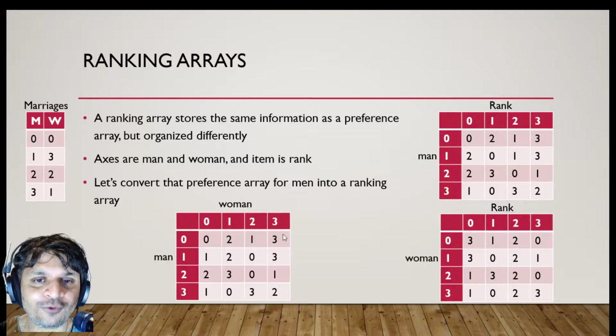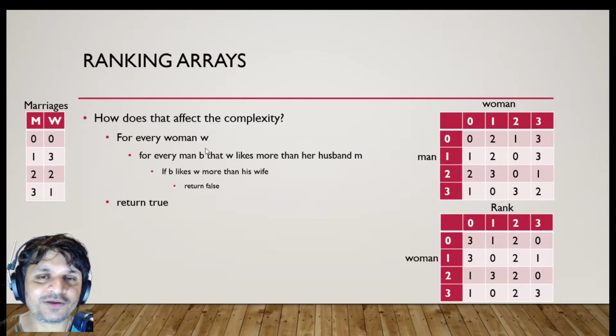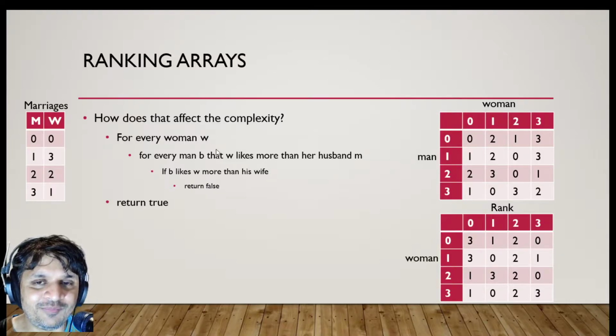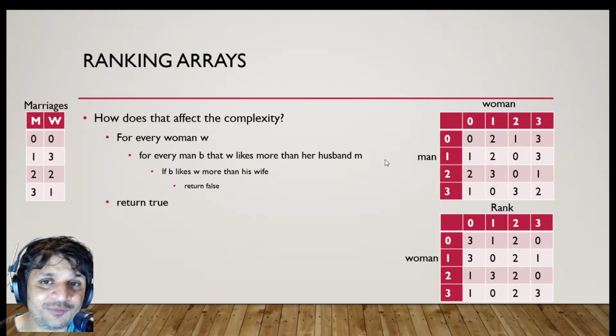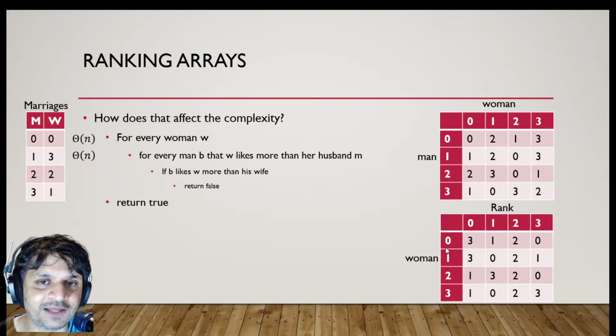Okay, so now for men, instead of having a preference array, I'm going to keep this ranking array. I've replaced it over here, and now I have a ranking array. Now, the question is, how does that affect the complexity? For every woman W, that still takes theta N, nothing we can do there. For every man B that W likes more than her husband, remember that could be every man, so in the worst case it's still theta N. But if B likes W more than his wife, let's look at how we would do that.